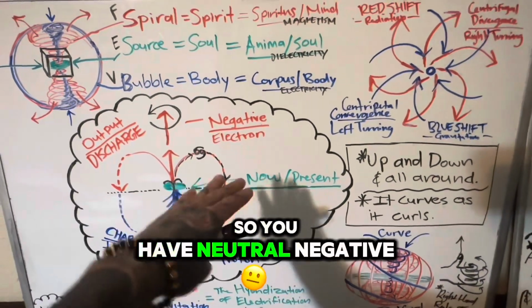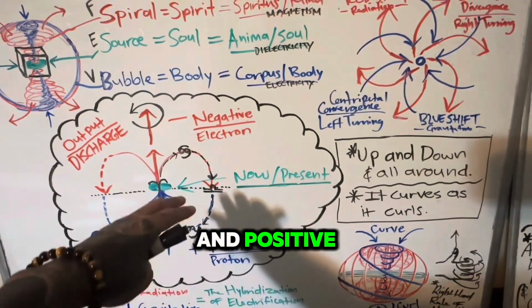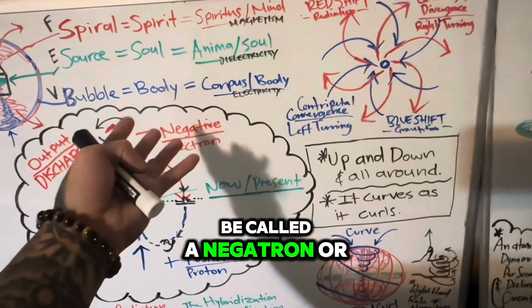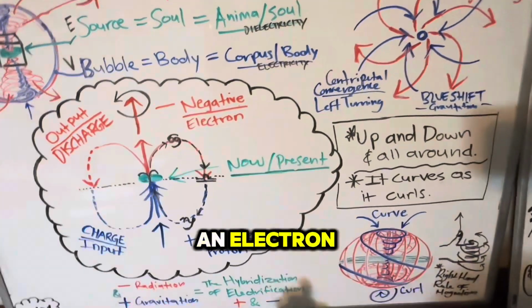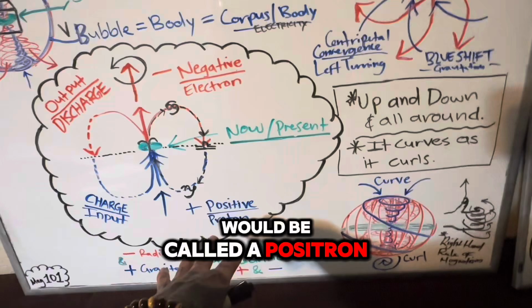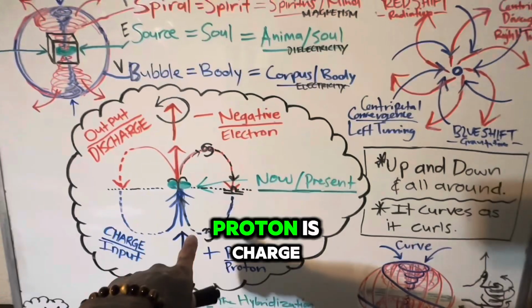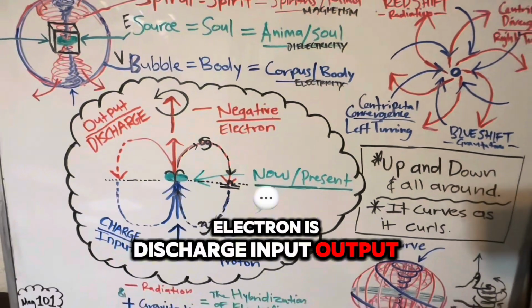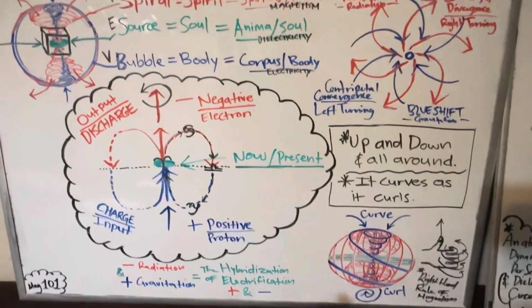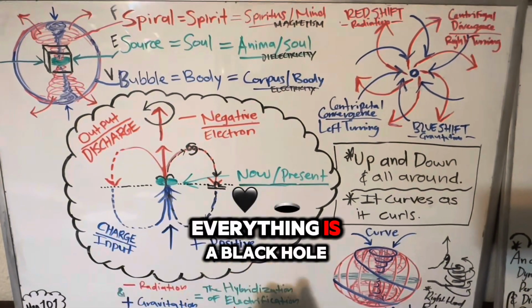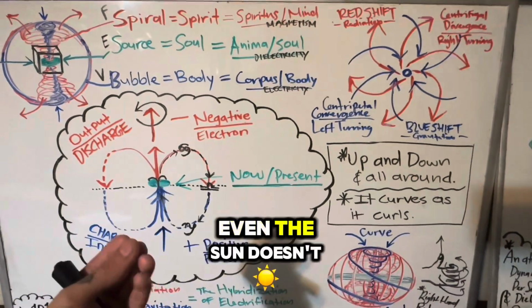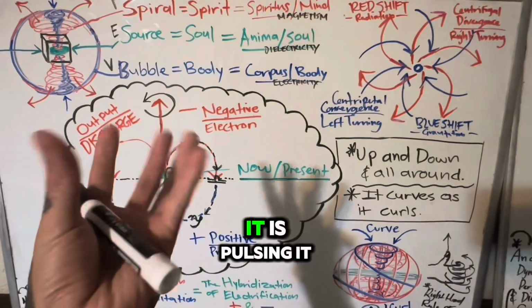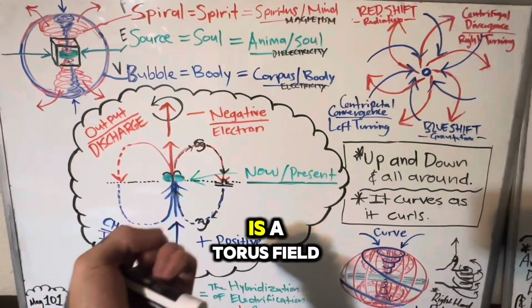So you have neutral, negative, and positive. The negative particle would be called a negatron or an electron, and the positive particle would be called a positron or a proton. Proton is charge, electron is discharge. Input, output, black hole, and white hole. Everything is a black hole and a white hole. Even the sun doesn't just radiate, it is pulsing, it is a torus field.